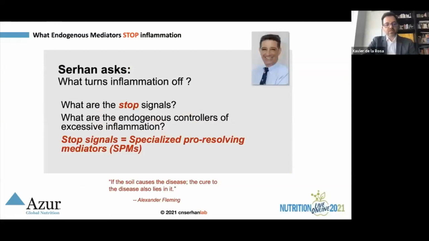Professor Serhan asks what turns inflammation on. Studying self-limited acute inflammatory response models, he learned that resolution of inflammation is actually an active process. And it is this family of lipid mediators that brings us to this state of resolution and homeostasis.